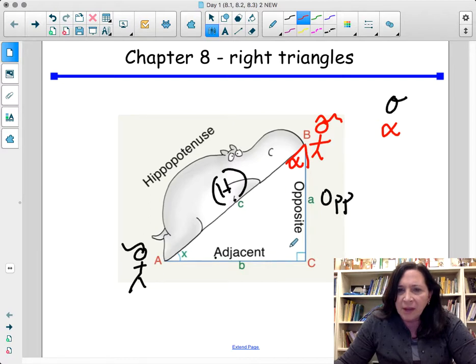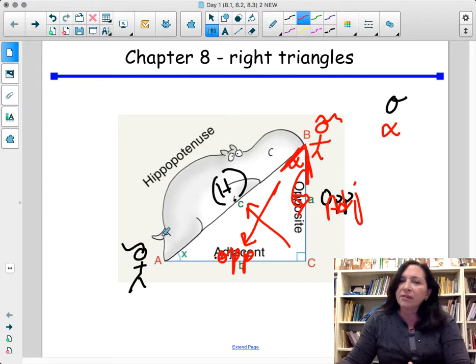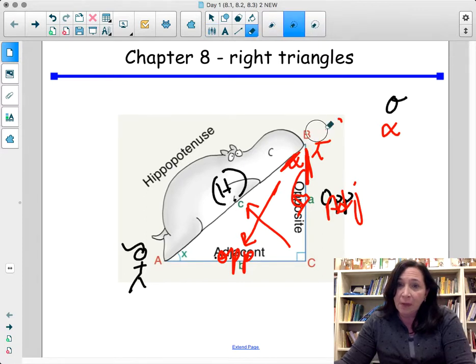Then the side opposite the right angle is still my hypotenuse, but this side here is now what we call my opposite side. And the side adjoining me here would be adjacent, okay? So where you're standing determines whether a side is adjacent or opposite.